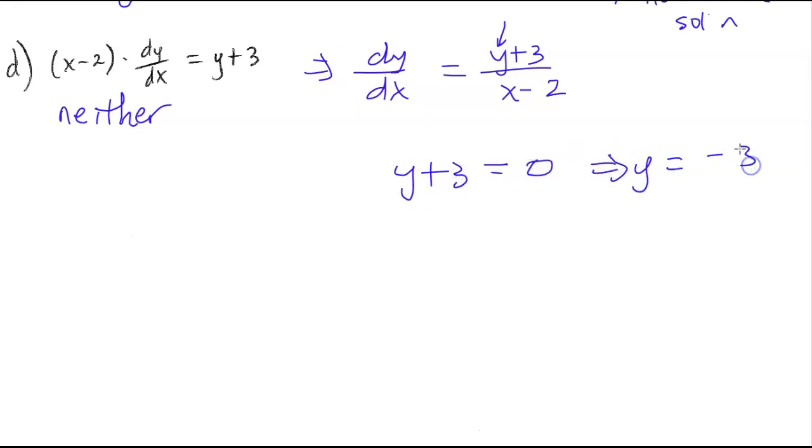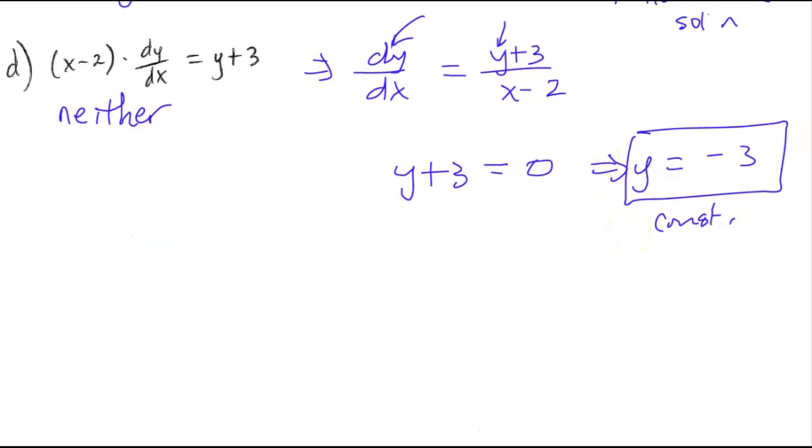And of course, y equals -3 would be a constant function where if I was to take the derivative of it, the derivative of -3 would be 0. And if I was to take -3 and plug it in here, it would be 0, okay? So this would be the only constant solution that we have to this particular differential equation, okay?